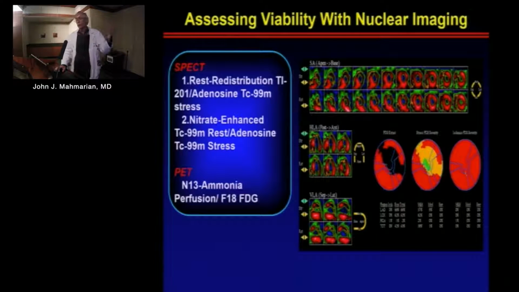So, in terms of SPECT imaging, we like to do rest redistribution thallium followed by some kind of pharmacologic stress agent. It's very similar to looking at the biphasic response you get with echo in terms of identifying ischemia. It makes it a much more powerful technique to look at those who really will improve.